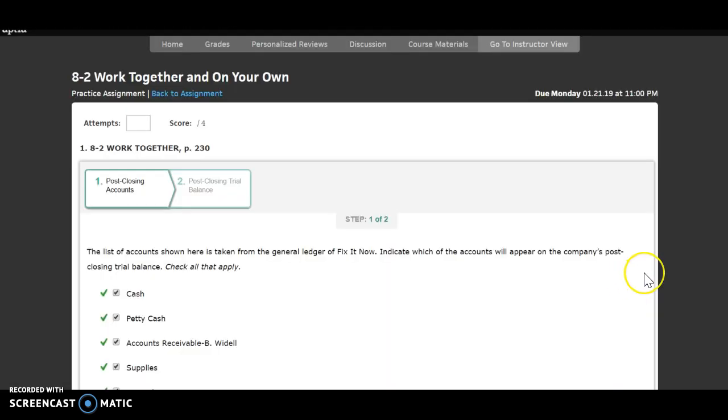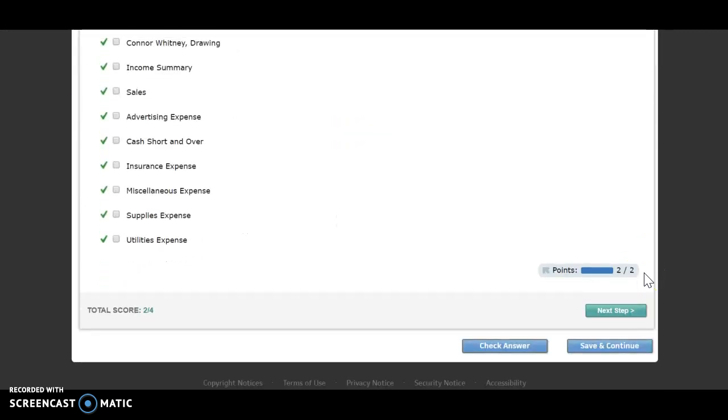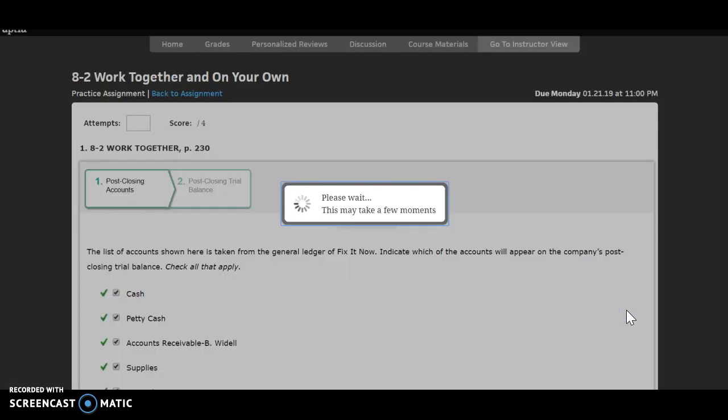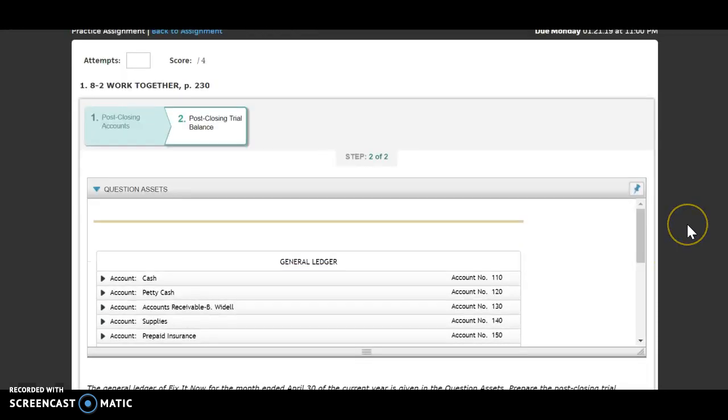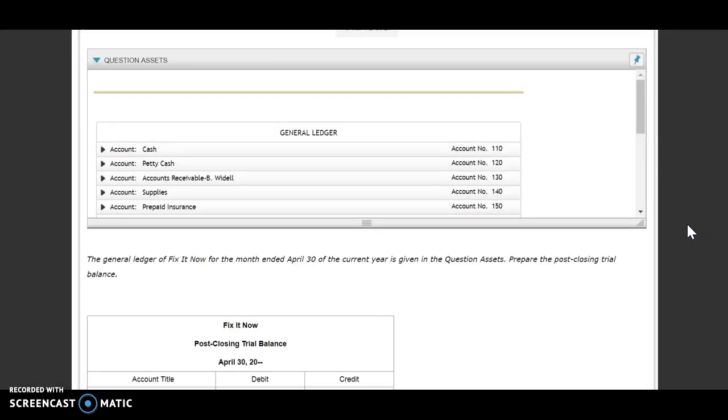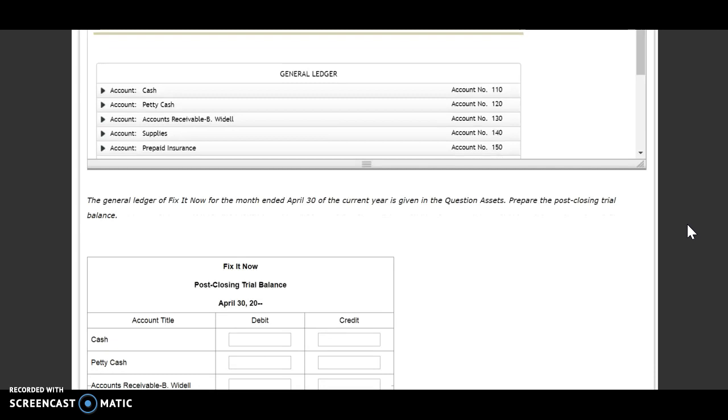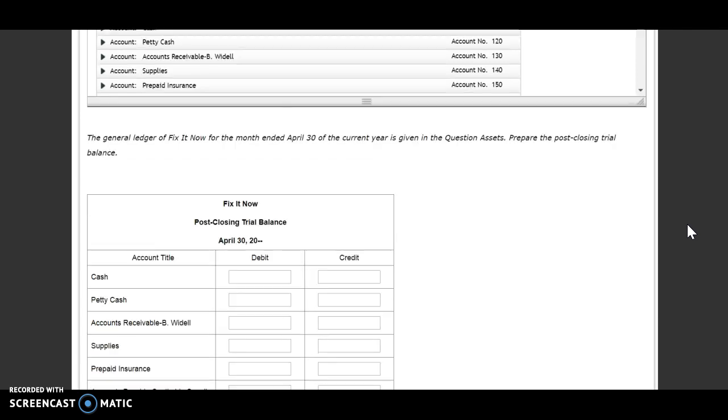Grade step 1. Next step. Step 2 is our post-closing trial balance. It says the general ledger of Fix-It Now for the month ended April 30th of the current year is given in the question assets. We're going to prepare the post-closing trial balance.